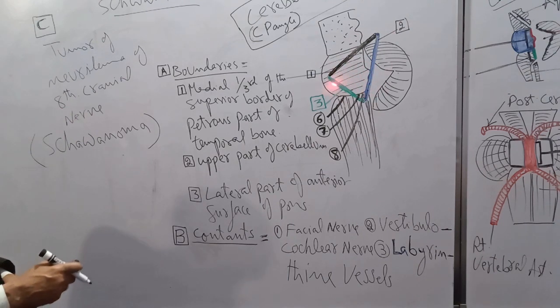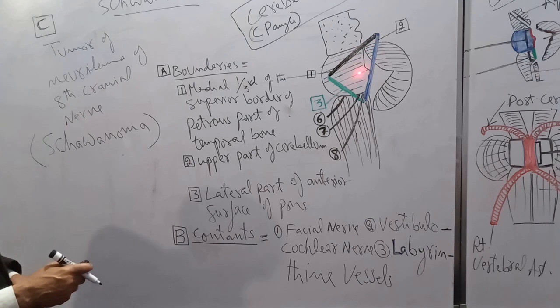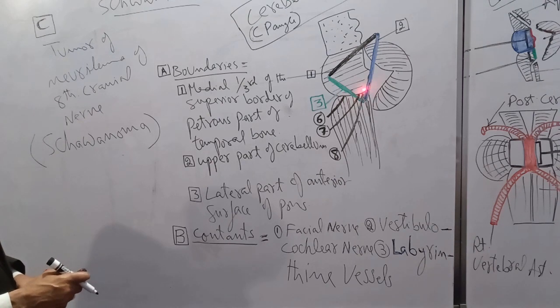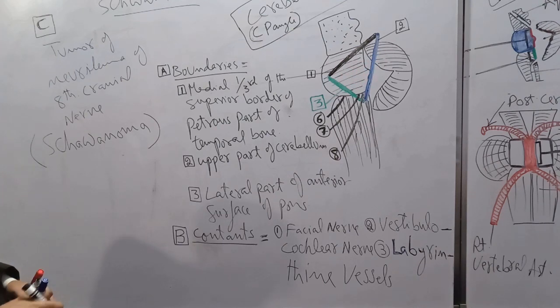This depression is called the cerebellopontine angle, and its contents are vestibulocochlear nerve, facial nerve, and the abducens nerve and labyrinthine vessels. And when there is tumor of the vestibulocochlear nerve, naturally it will compress all these contents of the angle. This is the importance of this angle.